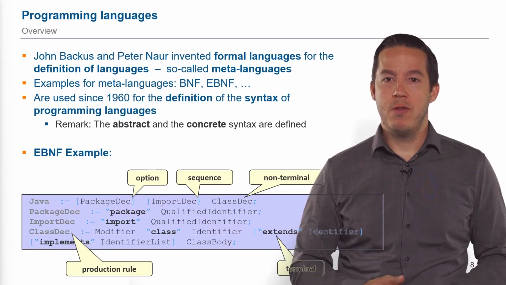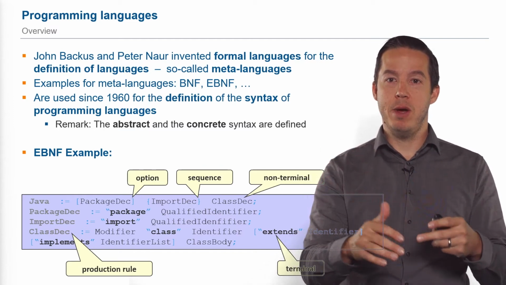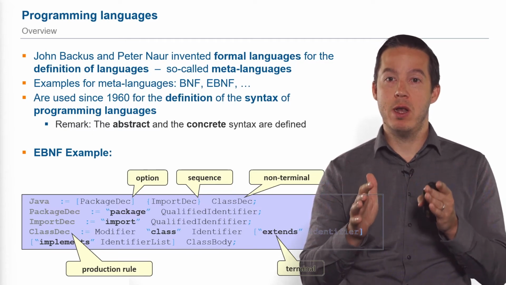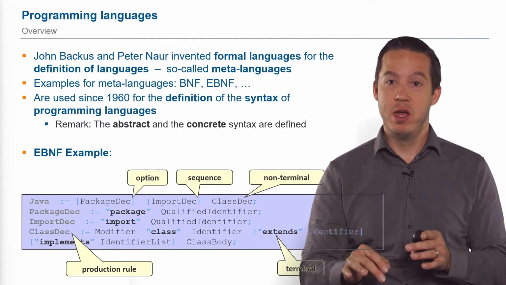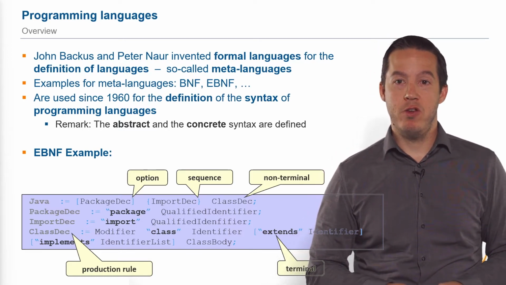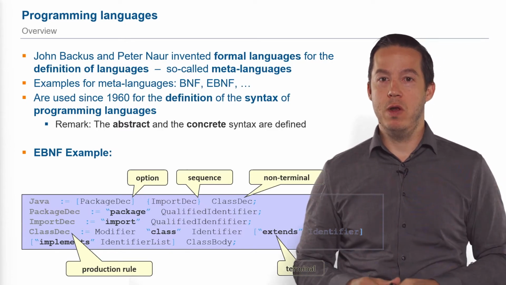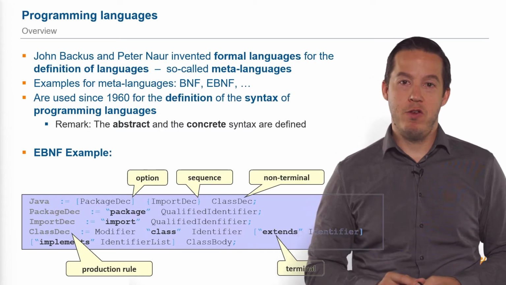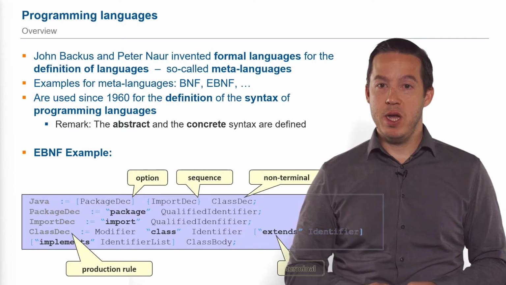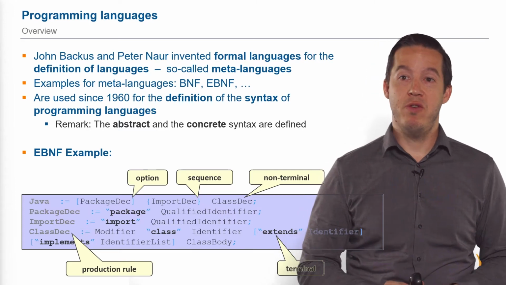Yeah? And then these are just replacement rules. So the package declaration is then replaced by a terminal package. So this word needs to be literally written like this in lowercase letters, package. And then comes an identifier. And the import declaration is replaced by the terminal import and then also an identifier. And the class declaration is then represented by a modifier. We will learn about this in the next slide. Then we have a terminal class. Then we have an identifier.